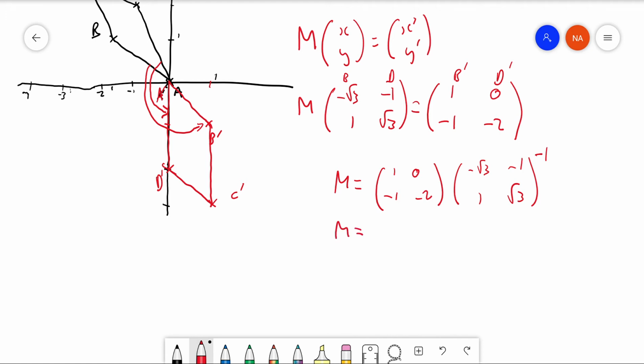M this time equals [1, -1; 0, -2]. We have to work out 1 over the determinant. Now the determinant is -3, -1, that's +1. Okay, that's AD minus BC. And then, right, swap the positions, so you get √3, -√3, and make the other 2 go negative, so you get 1, -1. There we go, that's me doing the inverse part of that.